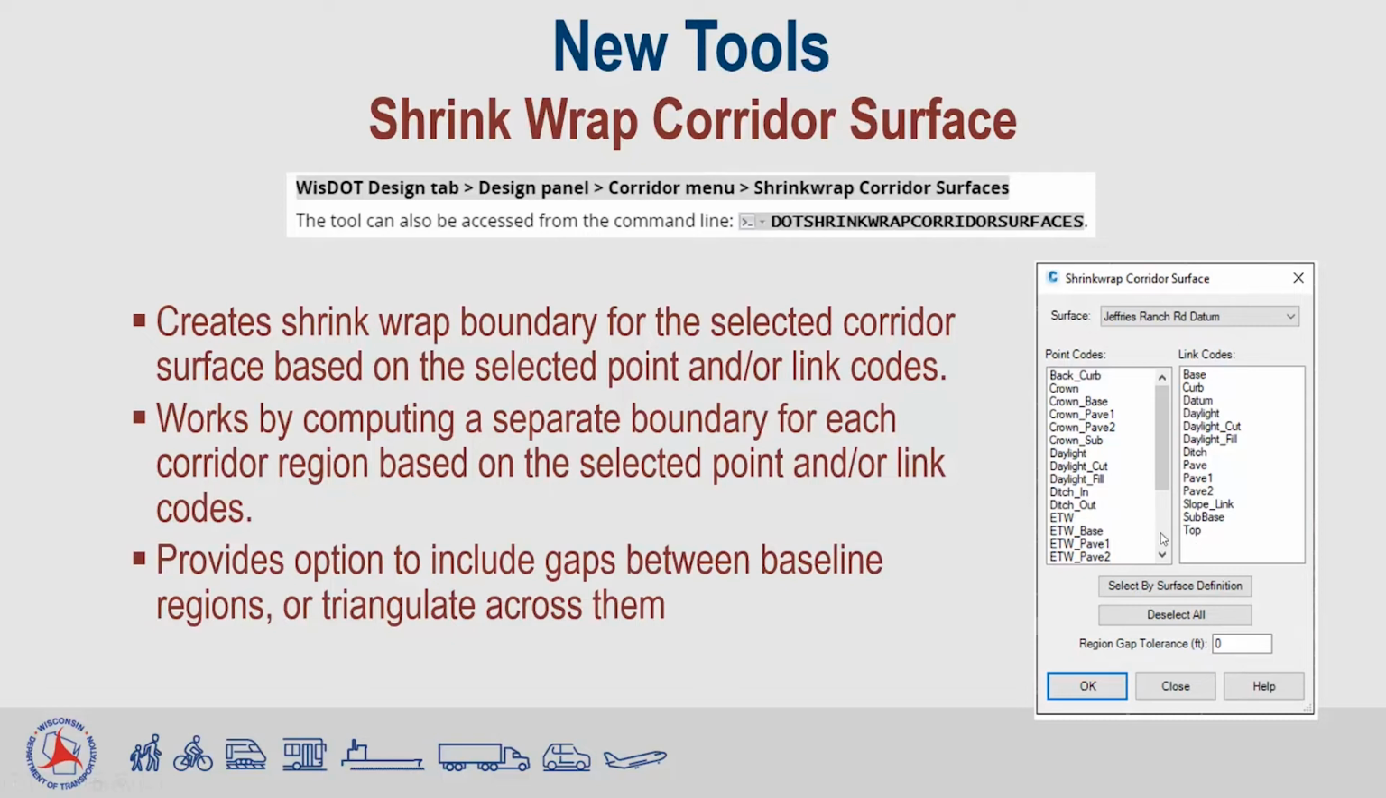If you don't know which codes to check, most times, probably 95% of the time, you can get by with just using this select by surface definition button. This will automatically find and select the codes that you need to create the correct corridor surface boundary for your surface.